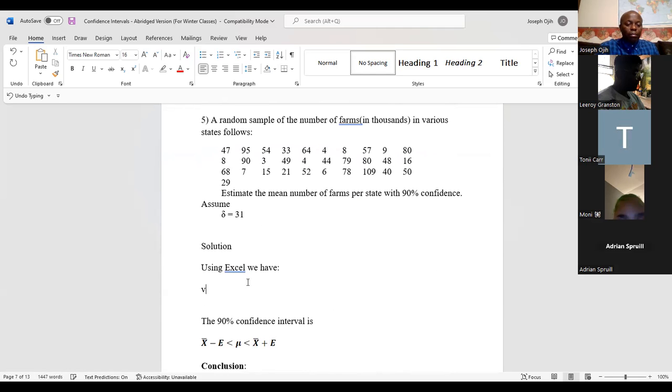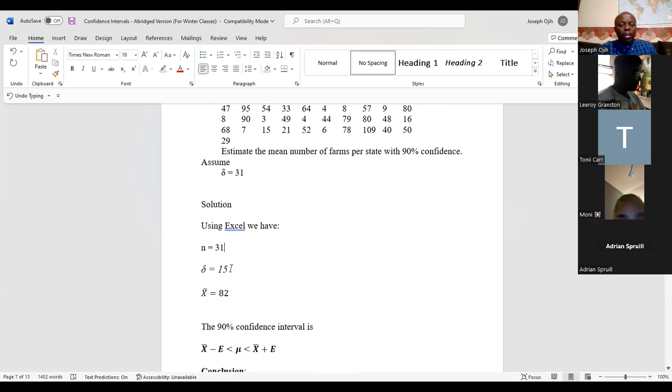Sample size, how many of them do we have here? 1, 2, 3, 4, 5, 6, 7, 8, 9, 10, 11, 12, 13, 14, 15, 16, 17, 18, 19, 20, 21, 22, 23, 24, 25, 26, 27, 28, 29, 30, 31. So our N is 31, 31 states. Standard deviation, we don't know. We have to calculate it, and the mean we're going to get using Excel.